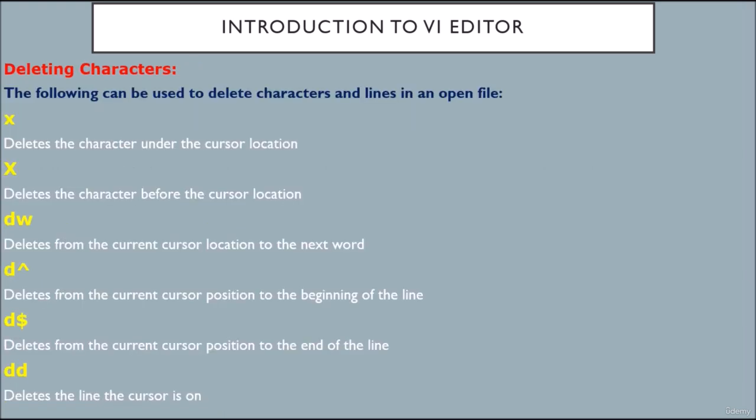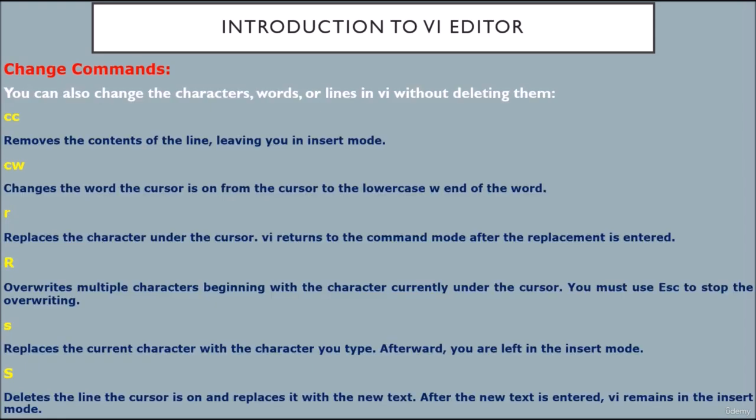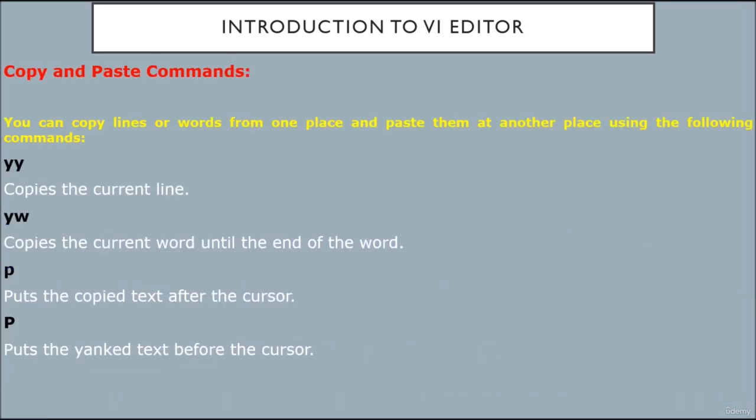Also, there are different commands that you can use, and the following can be used to delete characters and lines in an open file. For example, X deletes the character under the cursor location. So you can use some of these and see how they work. Also, there are change commands. You can also change the characters, words, or lines in VI without deleting them. You can also do copy and paste commands. So for example, YY copies the current line. P is to paste, which we saw on the terminal as well.